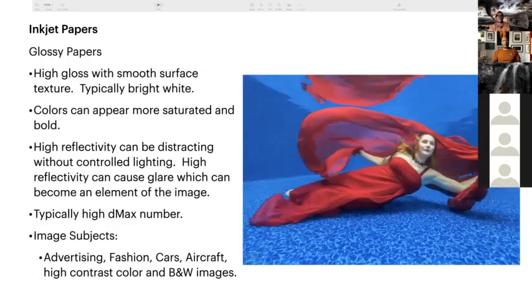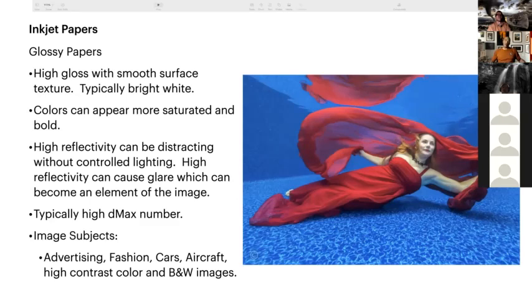And the next one, glossy papers. Glossy papers are those papers that have a bright white, high gloss finish that everybody has seen, I think, and you can get the most saturation out of these papers. If you want something that's highly saturated, this is the paper to go with. The drawback to glossy papers is they're highly reflective.